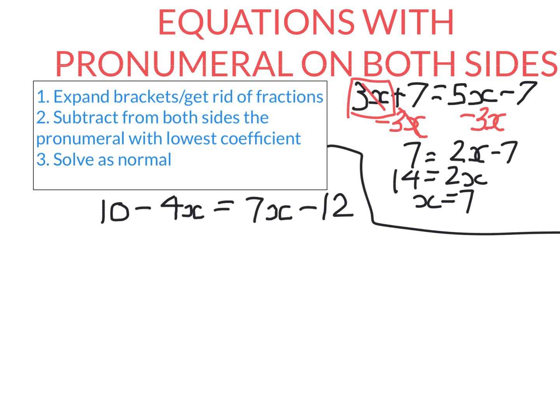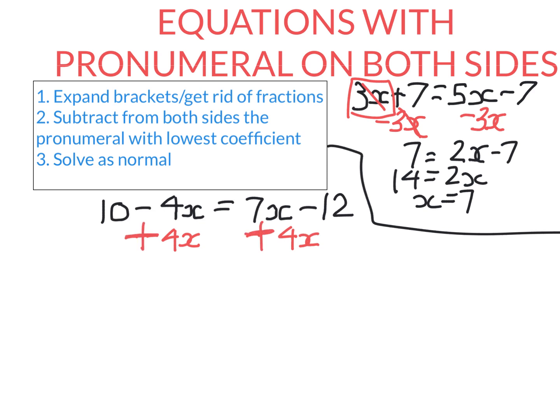We need to subtract from both sides the pronumeral with the lowest coefficient. So here the coefficient is 7. Here the coefficient is not 4, it's negative 4. So the way I'm going to get x to one spot, I'm going to subtract negative 4x. I'm going to subtract this one because it has the lowest coefficient. Of course, what you do to one side, you must do the other. Now, you probably realize that subtracting a negative is the same as adding.